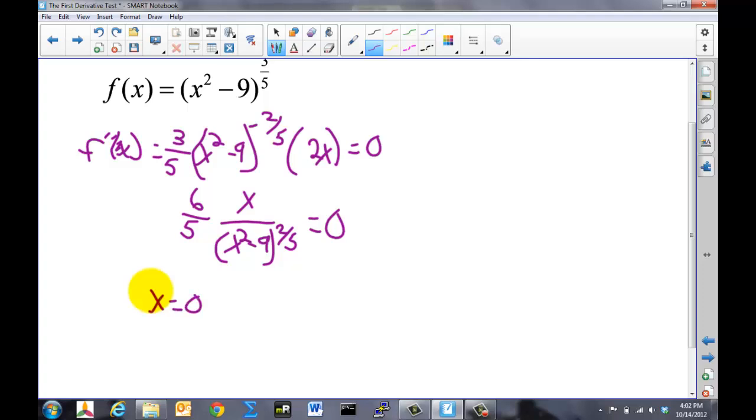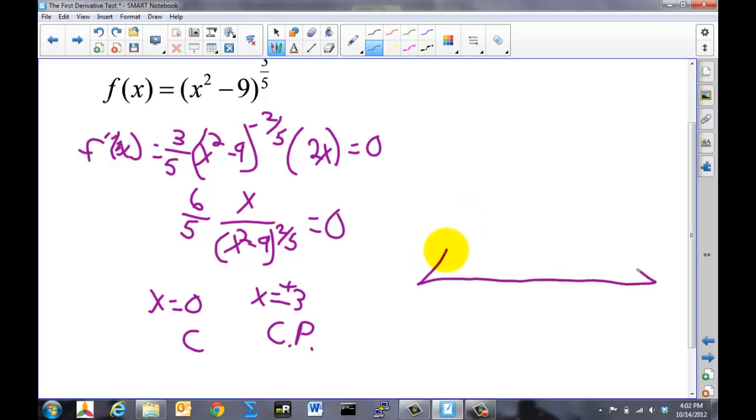But now we've got a fraction, so that means that the denominator cannot equal 0. So when x is plus or minus 3, the denominator is 0. So these are also critical points. So we have 3 critical points here: 0, because that's when the function's 0, and plus and minus 3, because that's when the denominator is equal to 0. That's when the function's undefined, or the derivative is undefined.